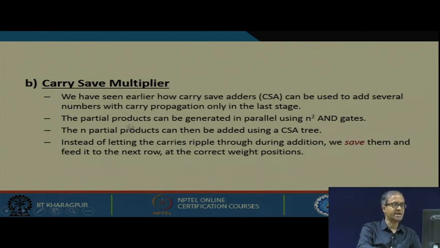So what we say here is that we can use a tree of carry save adders to add the n partial products. We need a carry save adder tree. Now you see, a single carry save adder can add up to 3 numbers. If you want to add more numbers like 4, 5, 6, you will require several carry save adders. For multiplication also, there will be n partial products, and you will have to add all of them. So you can have a similar carry save adder tree where you add all those n partial products, and finally at the end you get the final product.